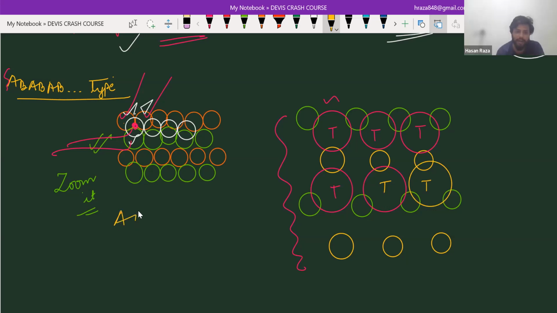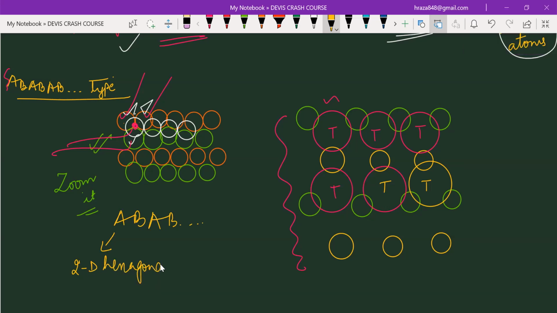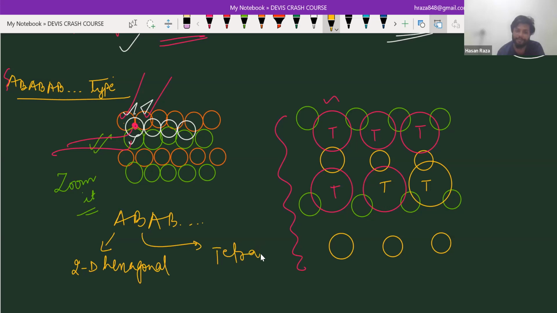I'm going to write ABAB type. A is basically 2D hexagonal, right? Can I write 2D hexagonal? And B is basically tetrahedral voids. Is that clear?